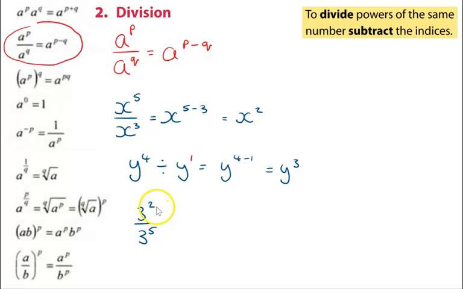Let's say we have 3 to the power of 2 divided by 3 to the power of 5. Dividing powers with the same base, we subtract the powers. So we have 3 to the power of 2 minus 5, which is 3 to the power of minus 3.